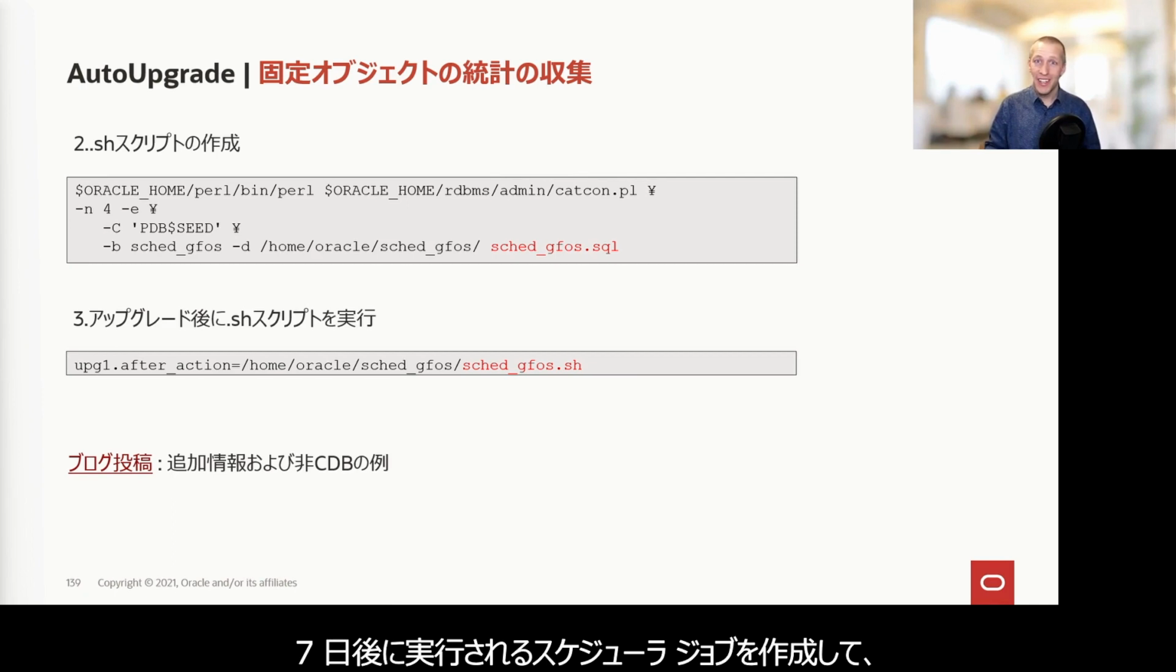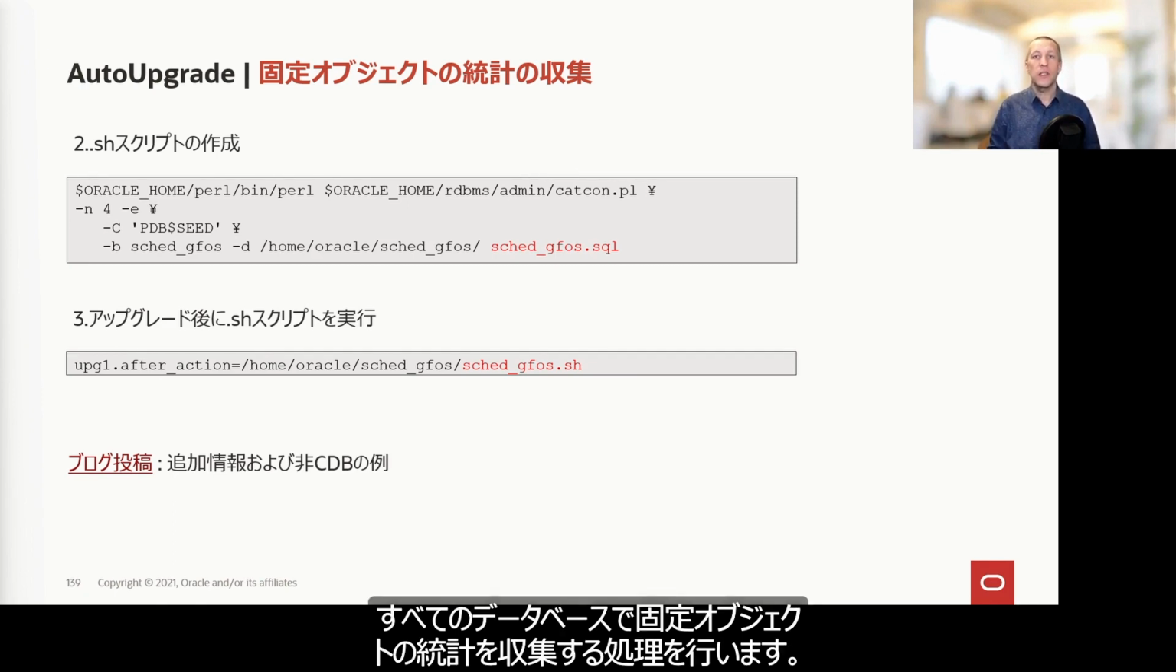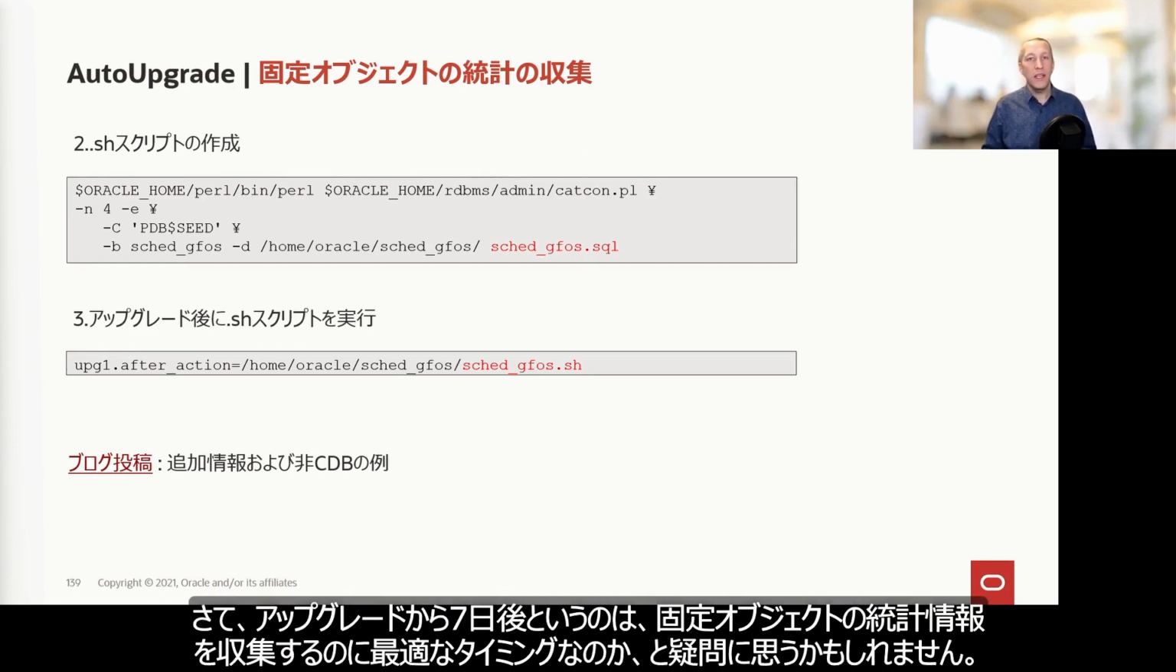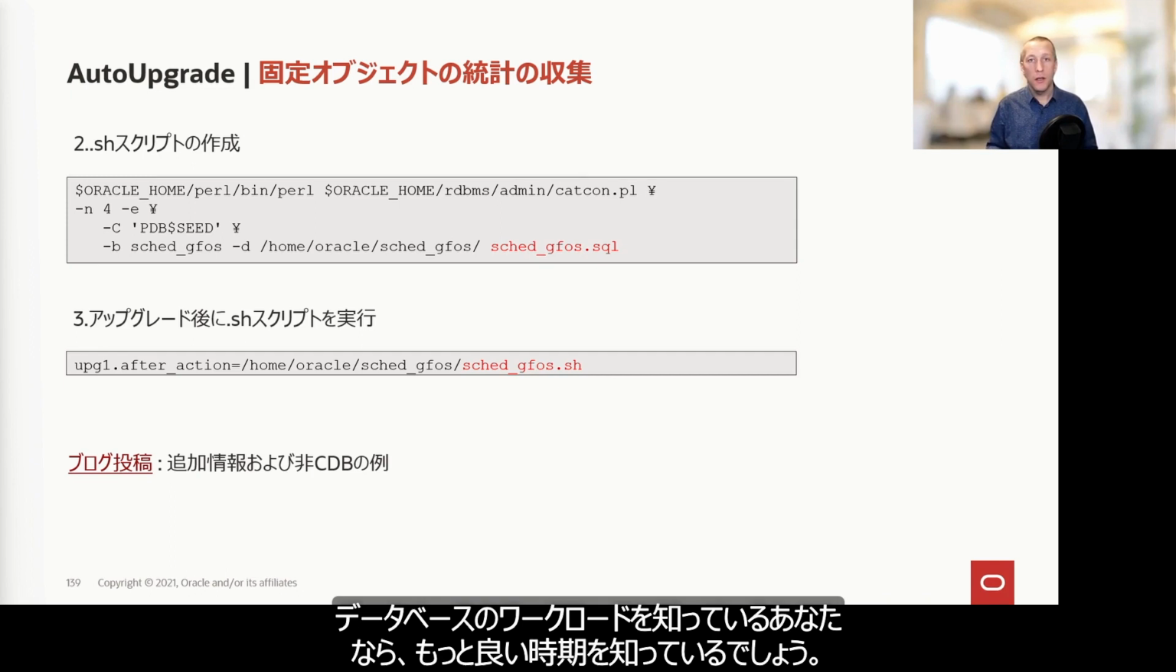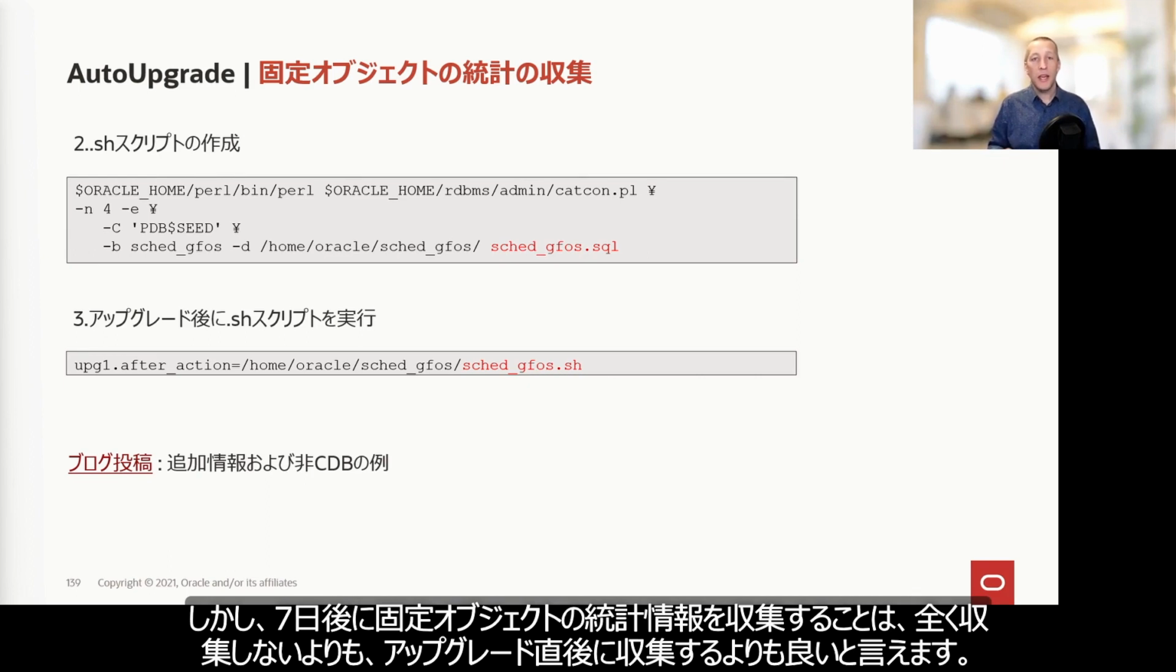a scheduler job that gets executed in 7 days and takes care of gathering fixed object statistics in all of your databases. Now you might ask, is 7 days from the upgrade the best time to gather fixed object statistics? No, probably not. You, with your knowledge of the workload in the database, probably know a better time. But I can tell you that gathering fixed object statistics in 7 days is better than not gathering it at all or gathering it right after upgrade.